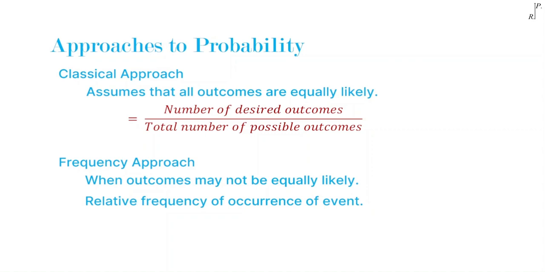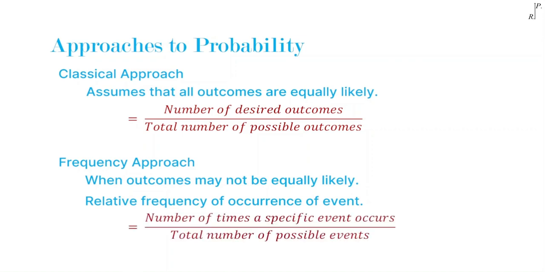The frequency approach is more about observing and collecting data. It looks at the real-world frequencies of events. Mathematically, we would represent it as the number of times a specific event occurs to the total number of possible events. The classical probability is about theoretical principles, while the frequency approach is about practical observations. It's like the difference between predicting the weather based on models versus looking at the historical weather data and making predictions.